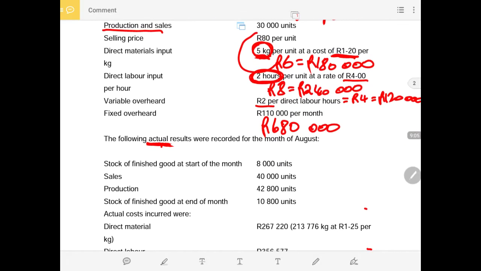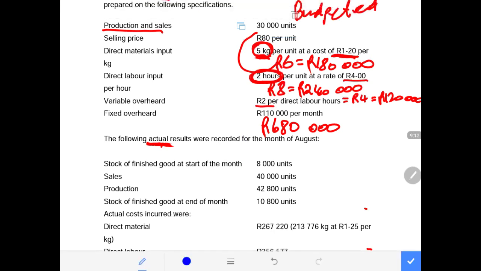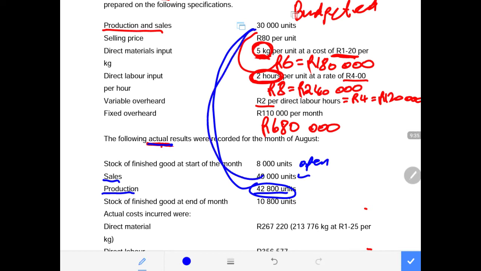So now we continue on that same note, and we are now looking at the next information, which is the actual information. Stock of finished goods at start, meaning the opening inventory, is given to us. Sales were 40,000, production was 42,000, more than what we anticipated. We produced more than what we anticipated, and we also sold more than what we budgeted.